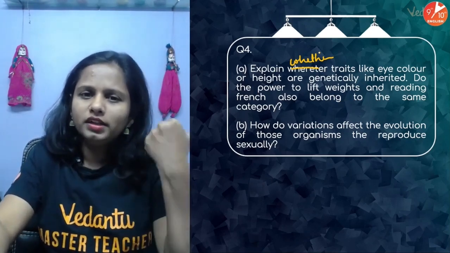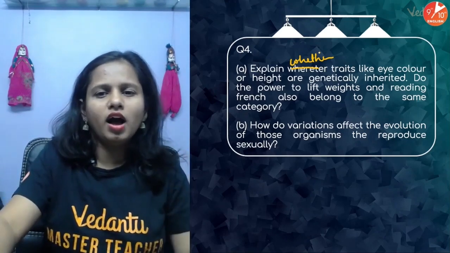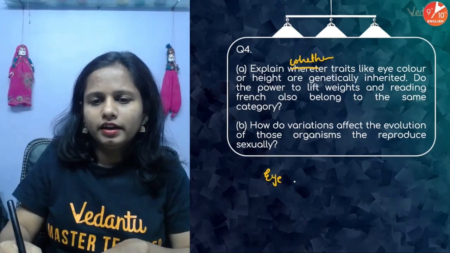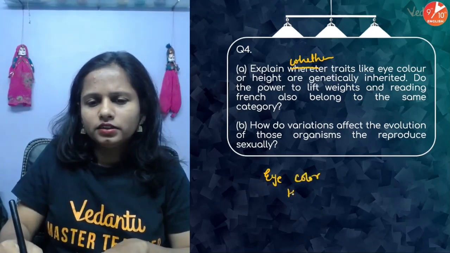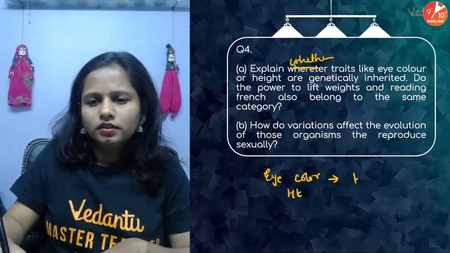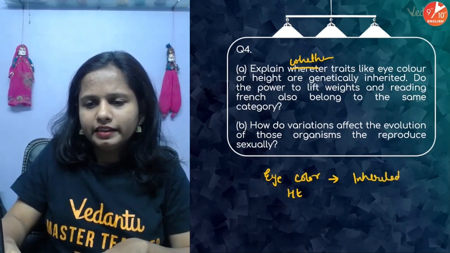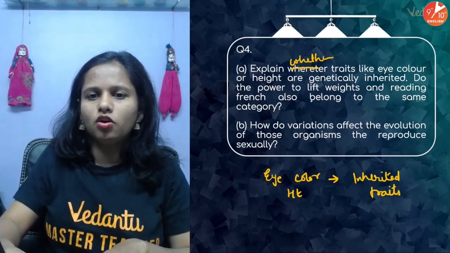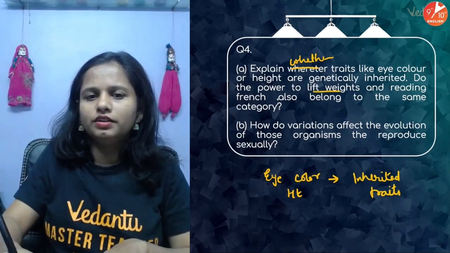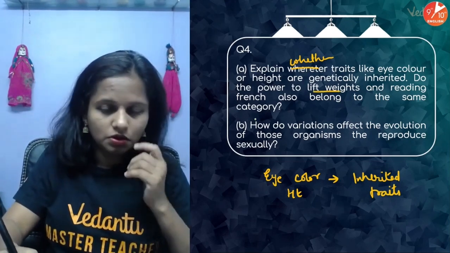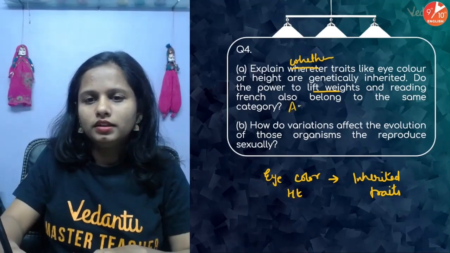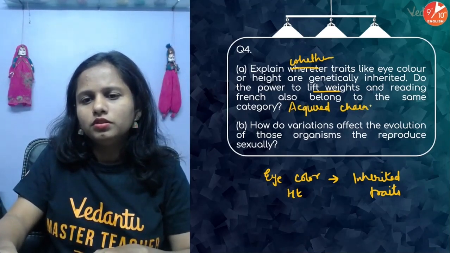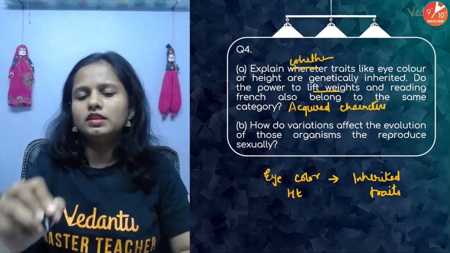So we acquire it over our lifetime. So eye color and height, these are inherited traits, whereas if we talk about the other two, weightlifting and other stuff, they are the acquired characters which a person acquires over one's lifetime.